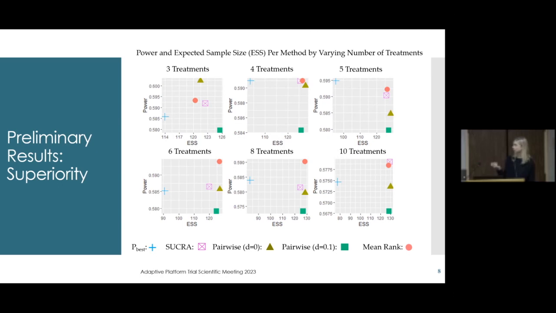Overall, it looks like from our graphs that p-best does perform better than all the other ranking methods in terms of expected sample size, because it does have the lowest expected sample size. However, all of the ranking methods do perform pretty well in terms of power.